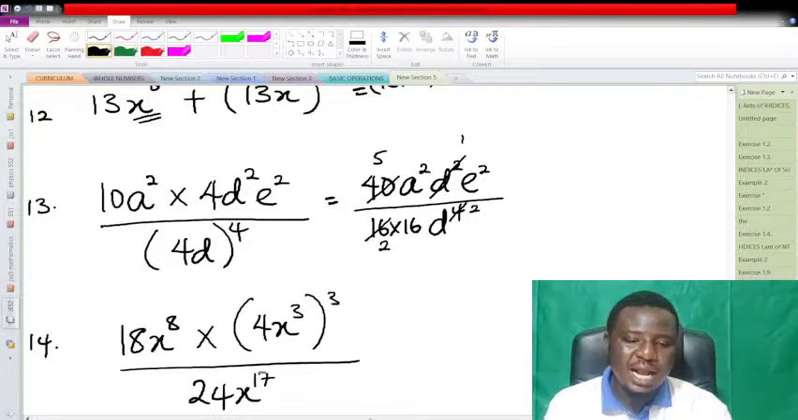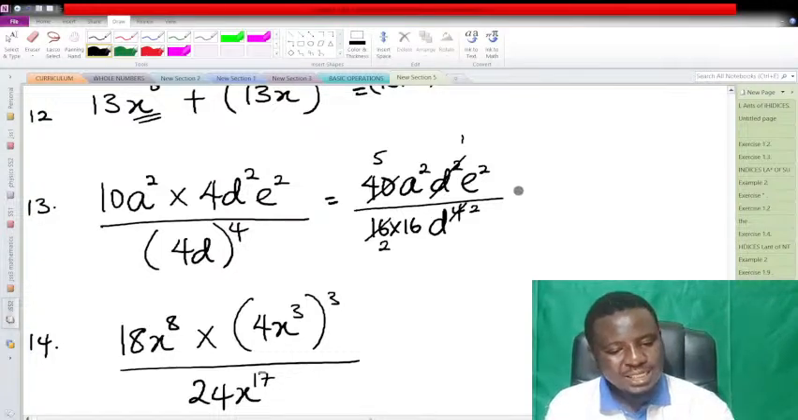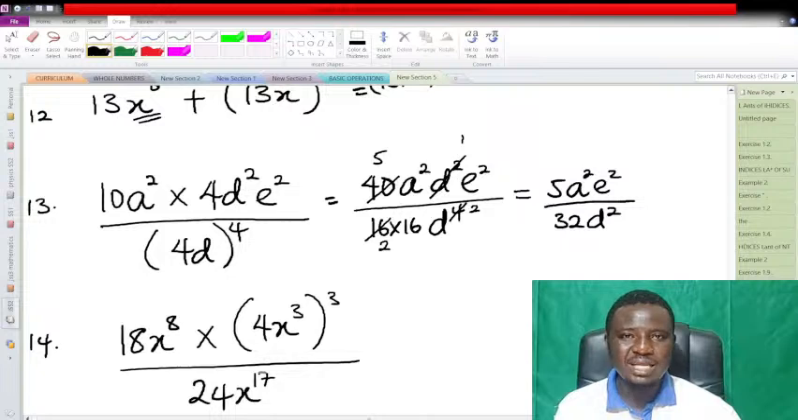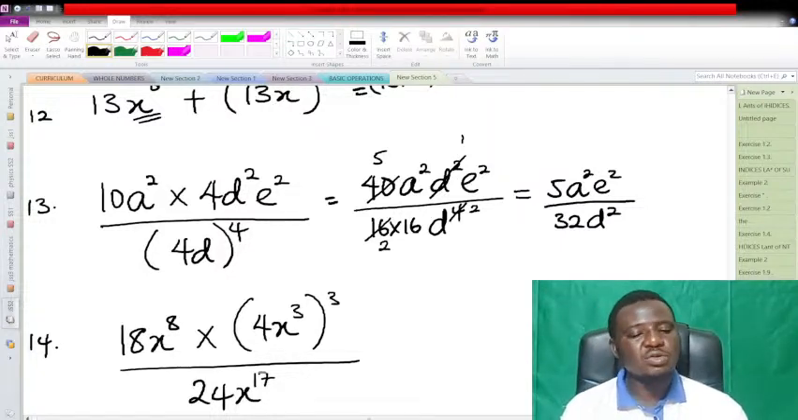Please, on no account should you say square will cancel square. No, it is wrong. Okay? Because they are not like terms. So this now can be simplified to, at the numerator I have 5, a squared, e squared, divided by denominator 2 times 16 is 32. So this is 32d squared. This is what you will get. And I doubt if you can simplify this more than this.